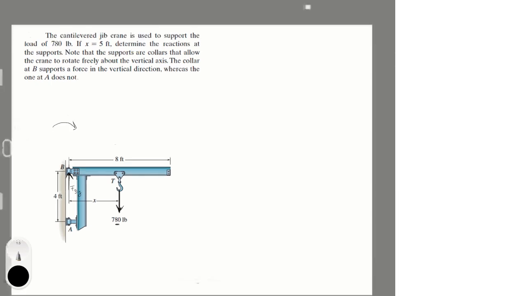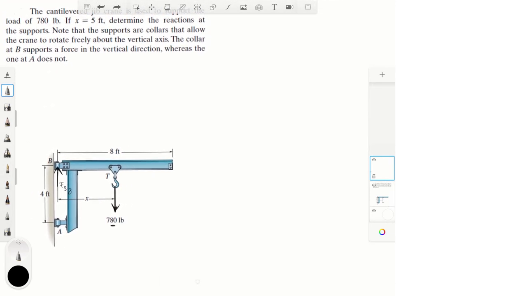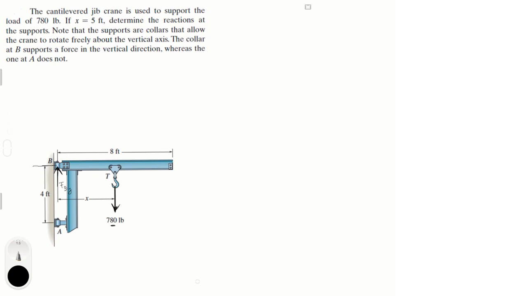So there's gonna be a reaction at B that is gonna wanna prevent it from turning clockwise. And it's gonna be going in the left direction. So F of B of X. And if there's a reaction on F of B going to the left, there's most likely a reaction on F of A going to the right. We're gonna call it F of A. And they say that A does not have a vertical reaction. So this is our free body diagram.